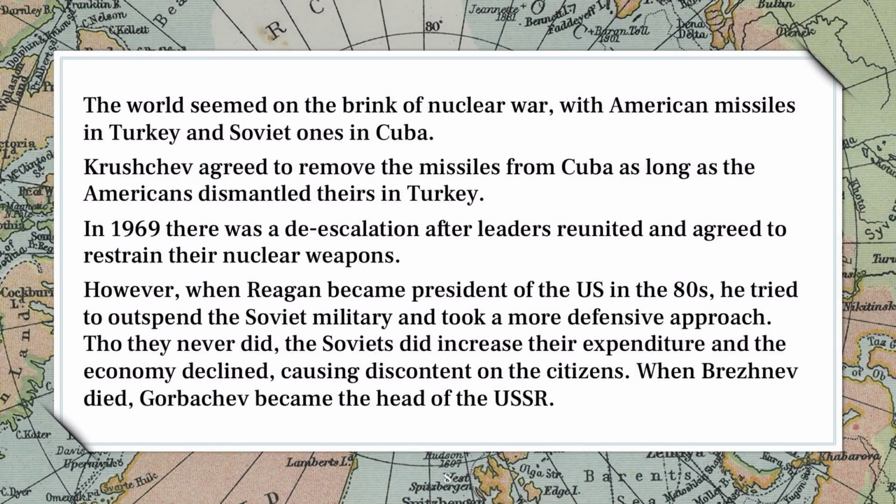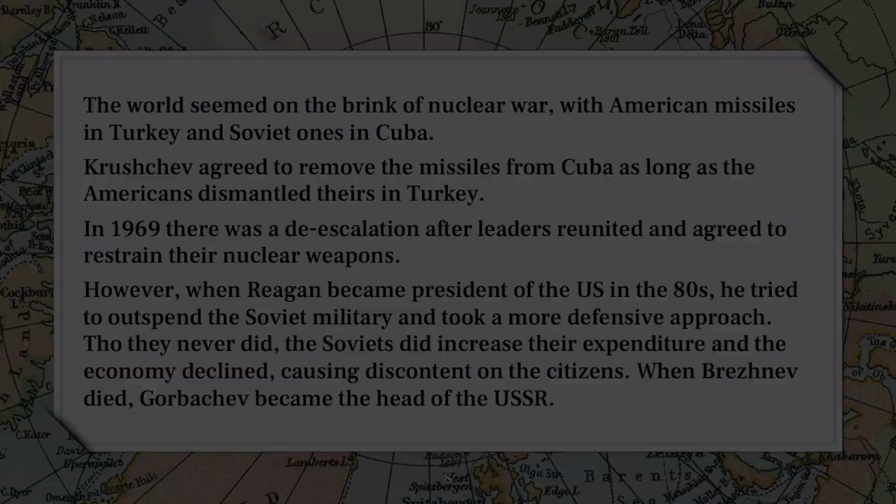In 1969, there was a de-escalation after leaders reunited and agreed to restrain their nuclear weapons. However, when Reagan became president of the US in the 80s, he tried to outspend the Soviet military and took a more defensive approach. Though they never did, the Soviets did increase their expenditure and the economy declined, causing discontent among the citizens. When Brezhnev died, Gorbachev became the head of the USSR.